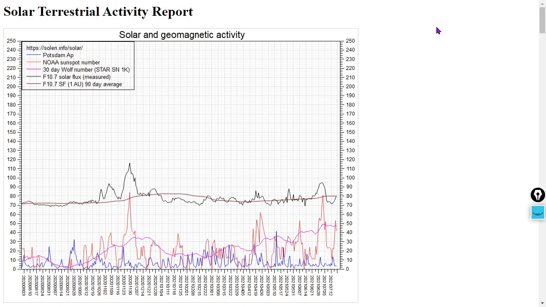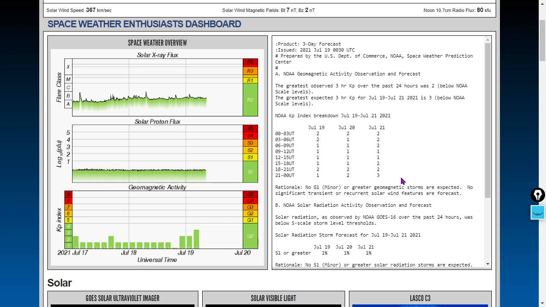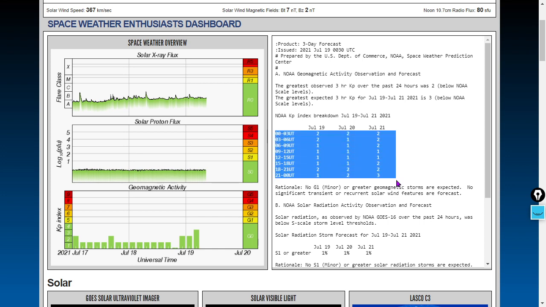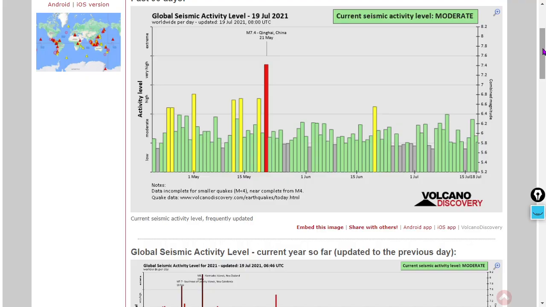And here's a 1-year chart of the 10.7 centimeter radio flux. The black line there, the red line below it, is the sunspot number. And we can expect both of these to continue to increase here as cycle 25 progresses. No space weather storms forecasted here, no kind of geomagnetic unrest or geomagnetic storm conditions expected by NOAA or us.